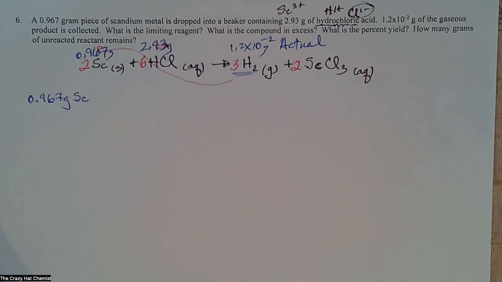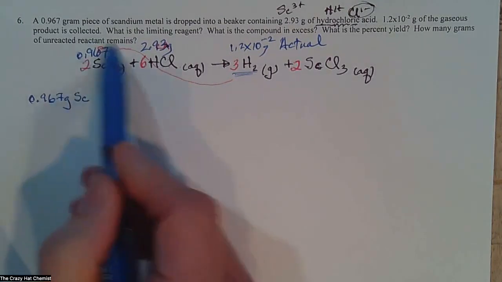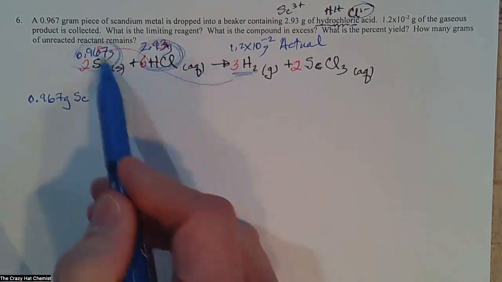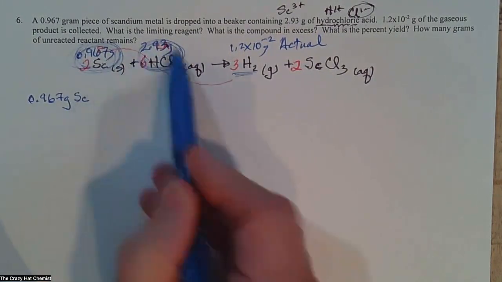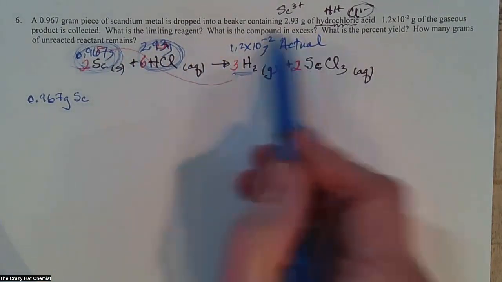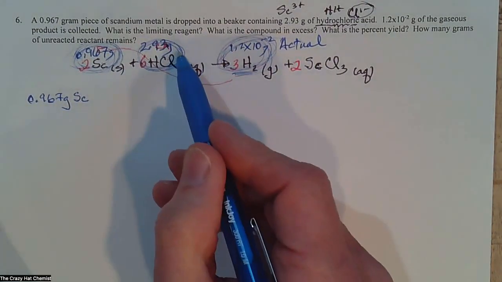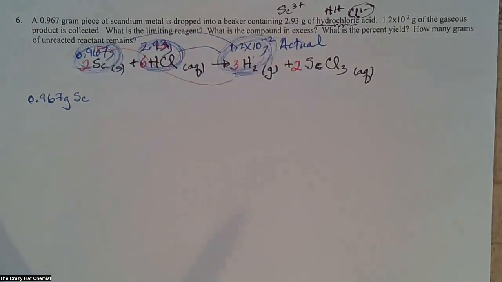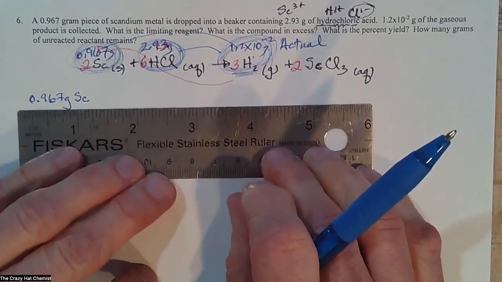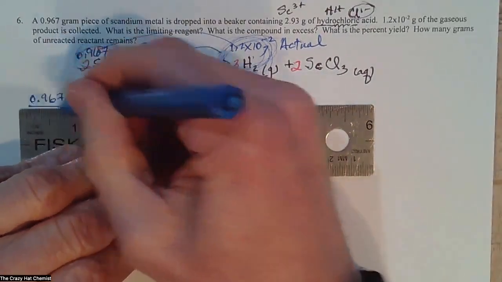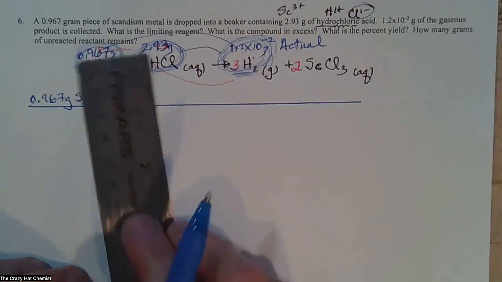Okay. Therefore, since I have a mass for one of the reactants and for the other reactant, mass for the scandium metal, mass for hydrochloric acid, and I have a mass value for one of the products, I need to take both reactants to that single product. This problem is very similar to the problem that we just worked out a moment ago. That is problem number 5. So we're going to be following similar steps, a similar process with this.